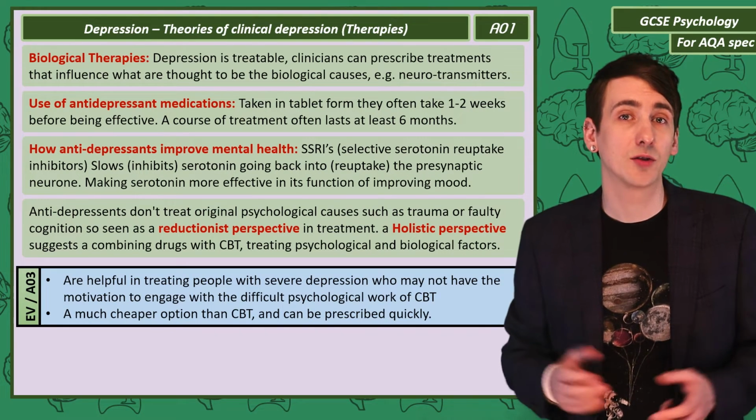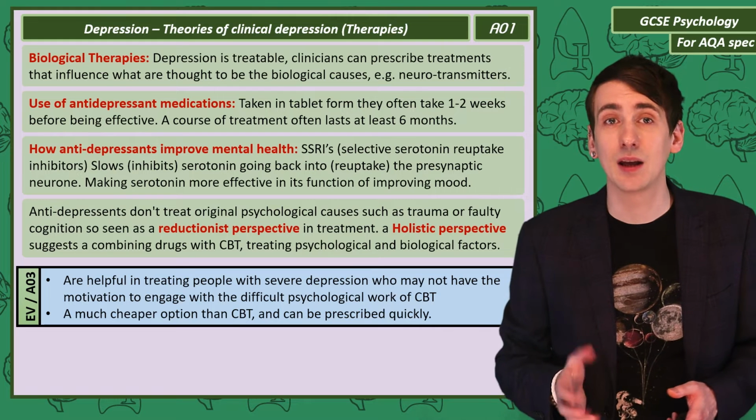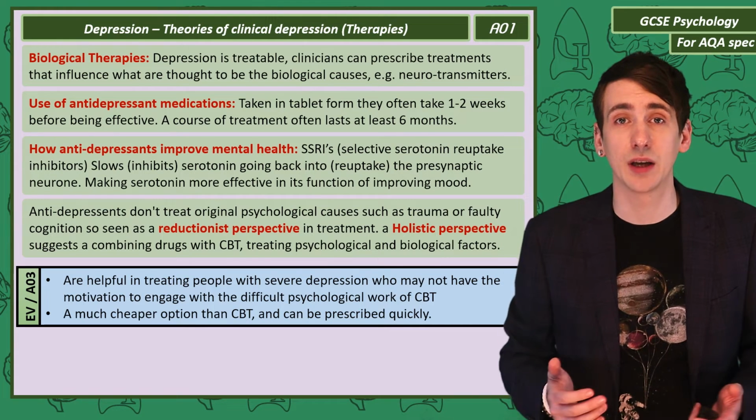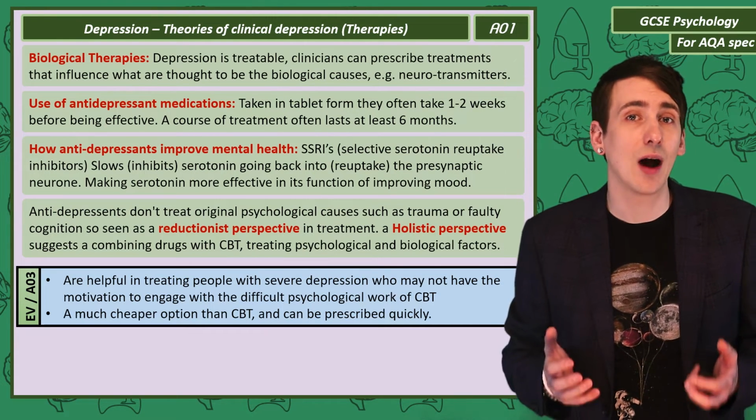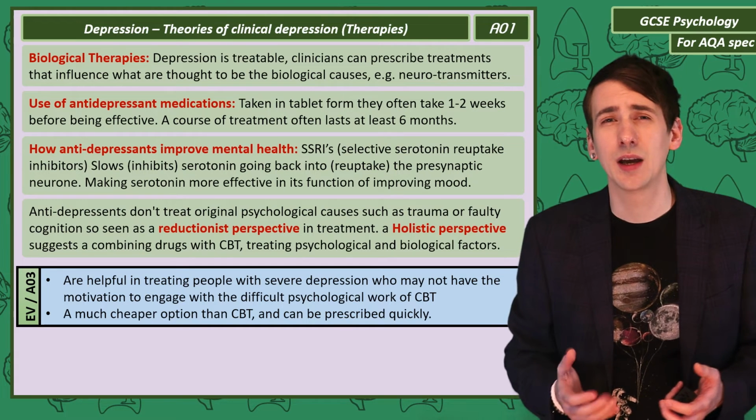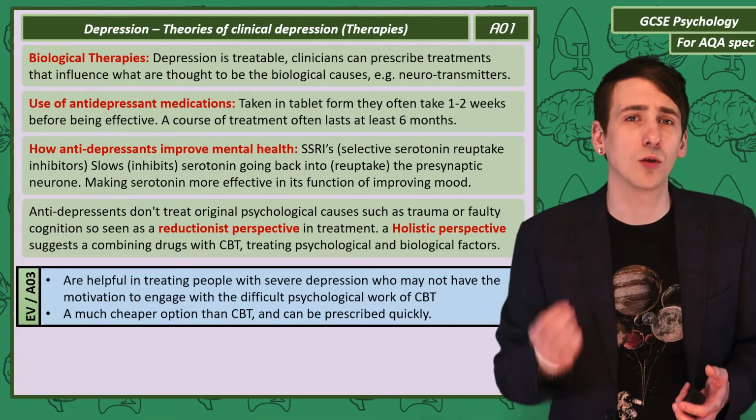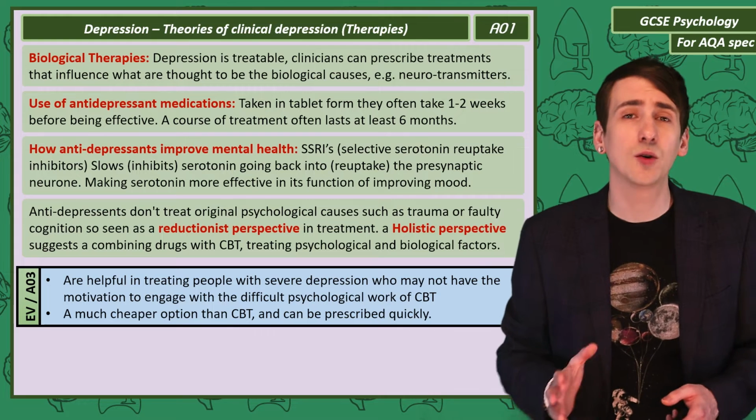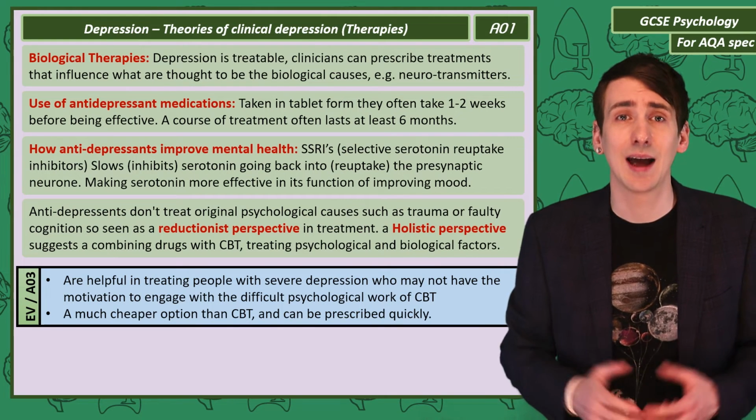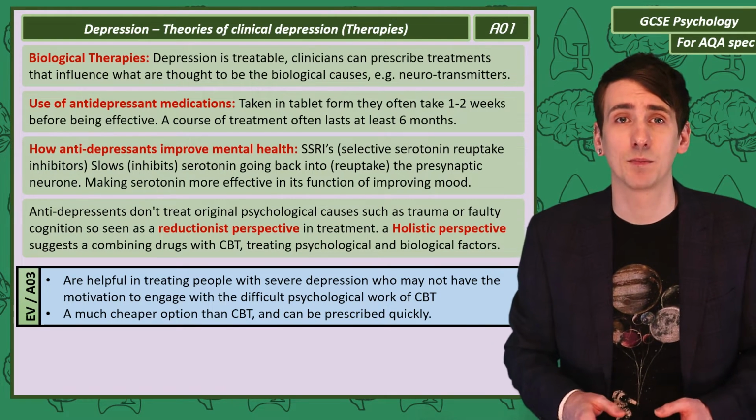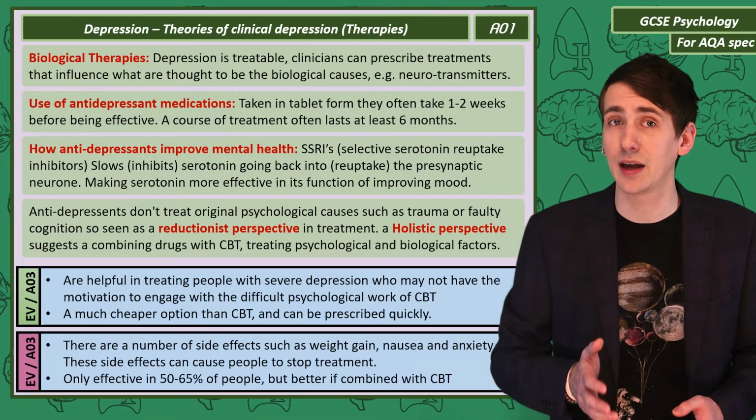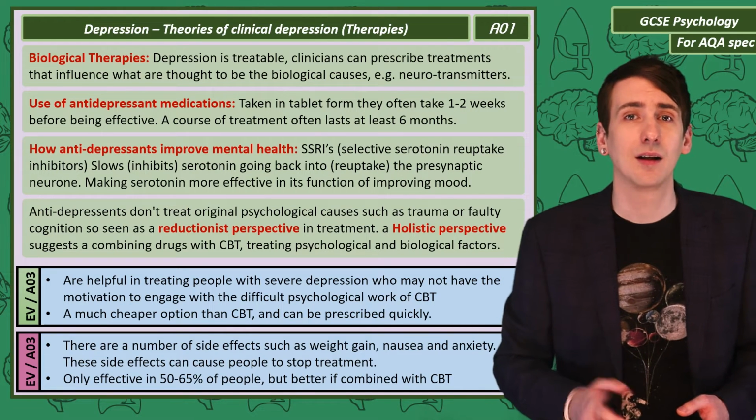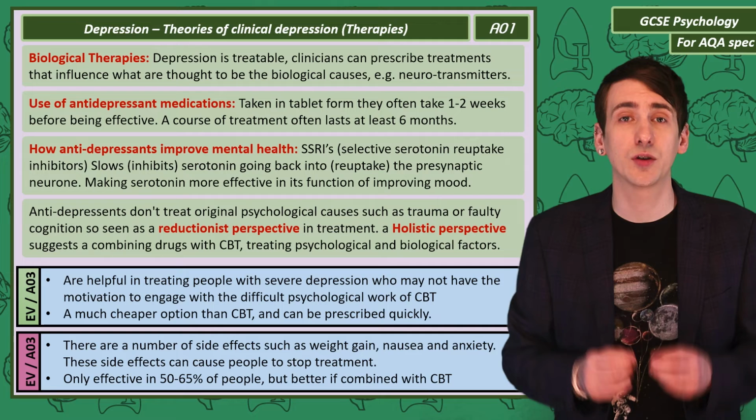To evaluate biological therapies then, it might be the only option for people with severe depression. They may just not have the motivation to engage in what is very difficult psychological work with CBT. It's also a much cheaper option than CBT and can be prescribed quickly. But there are side effects like weight gain, nausea, and anxiety. These side effects mean people often stop treatment.